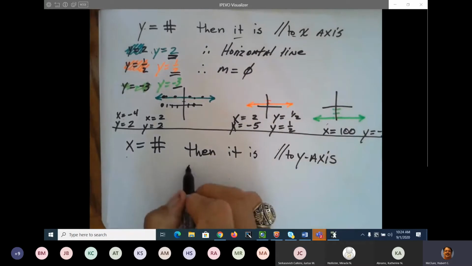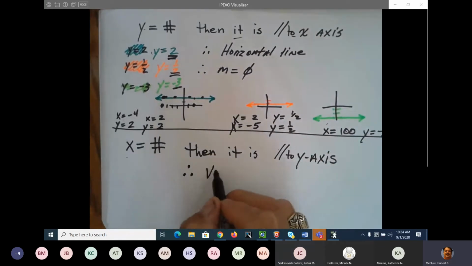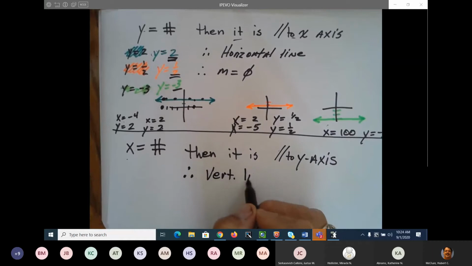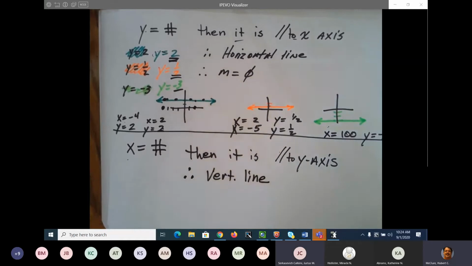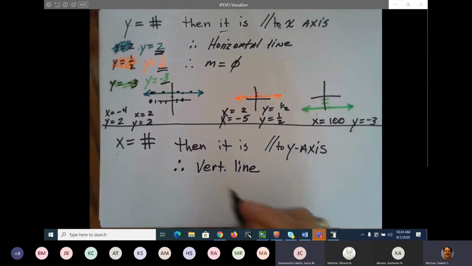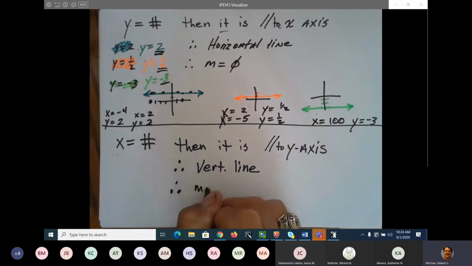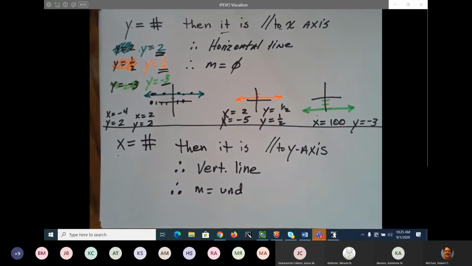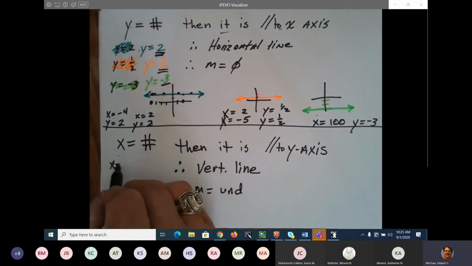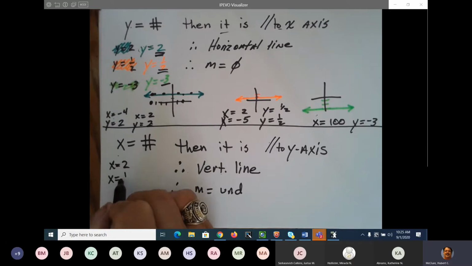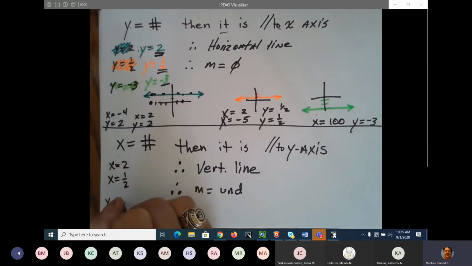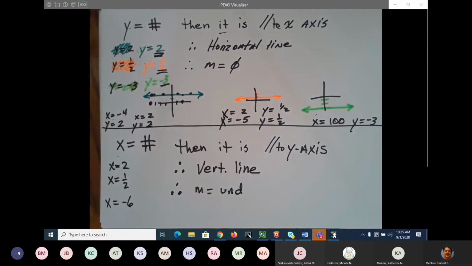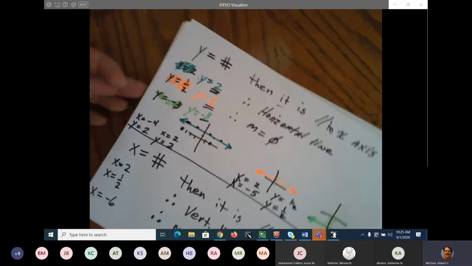So that means, therefore, a vertical line. And that means, therefore, m is undefined. So x is equal to 2, x is equal to 1/2, x is equal to -6. And I'm just going to draw those. I'm not going to do colors. I'm just going to draw them.